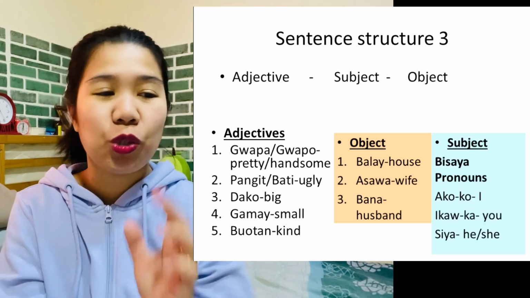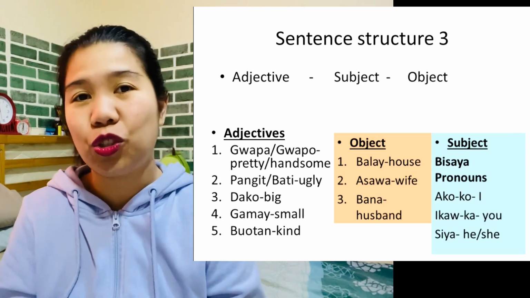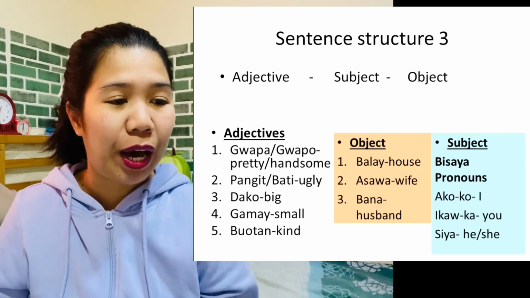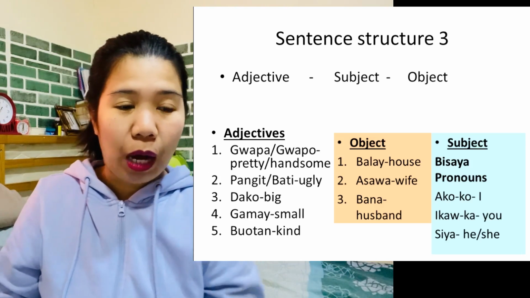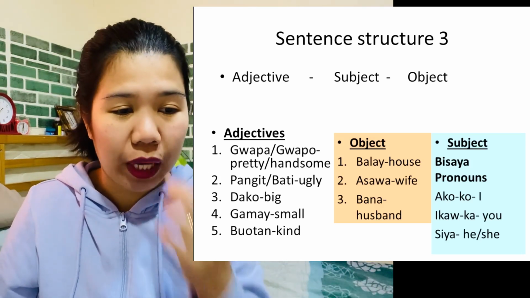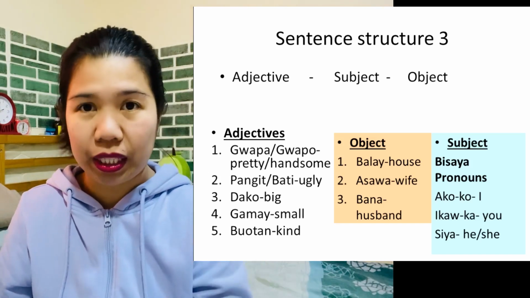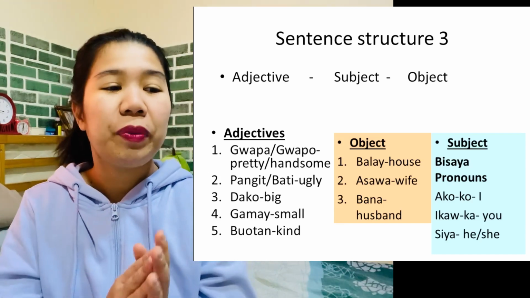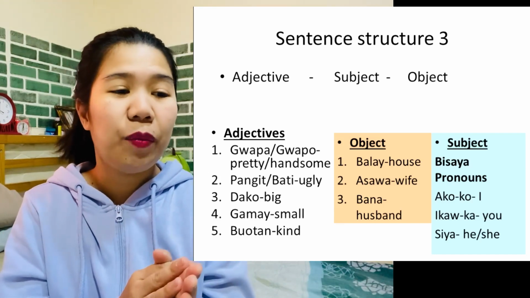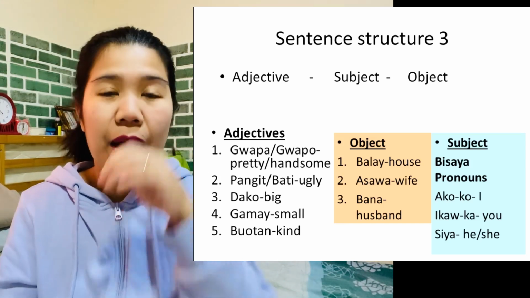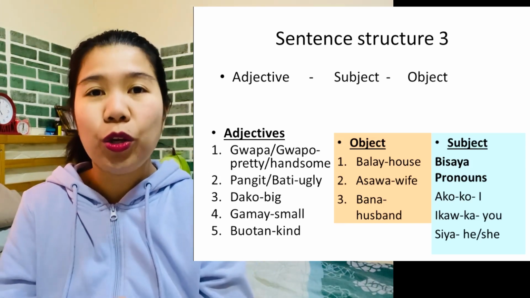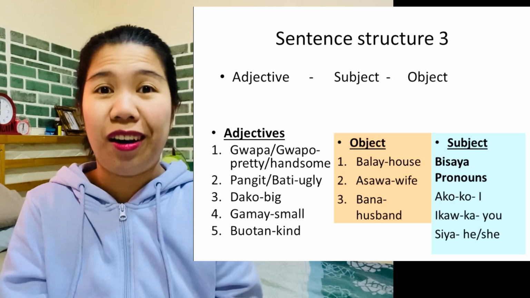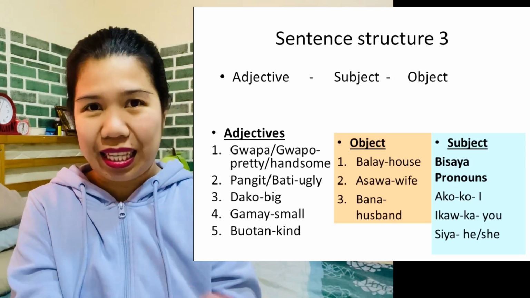Next, let's go to sentence structure number 3. This is actually the last sentence structure that I will be teaching you now. So we will be using the same set of adjectives and objects. But our subject, we will try pronouns, okay? Bisaya pronouns as our subject this time. And if you notice, the subject and the object were interchanged. This time, the subject is in the middle, and then the object is found last. Clue, usually when we use the pronoun as our subject, it comes before the object. That's why it's arranged like this.